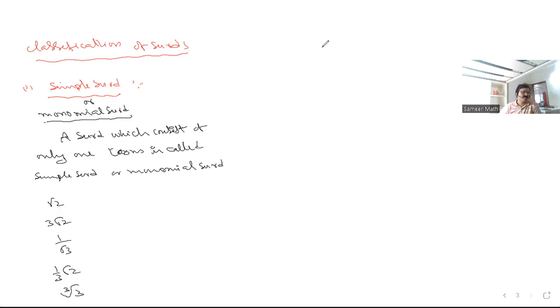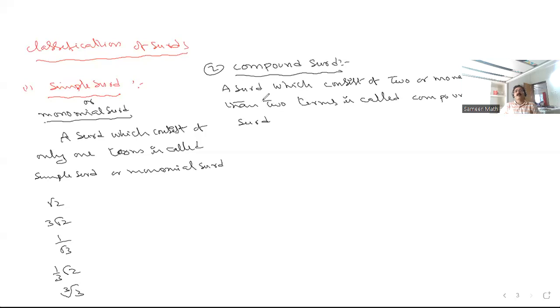I want to go for it. Okay, compound surd. What is that compound surd? It means a surd which consists of two or more than two terms is called a compound surd. Okay, guys, I'm going to write that one. Here you see this one. Whatever I said, I wrote the same. A surd which consists of two or more than two terms is called a compound surd.